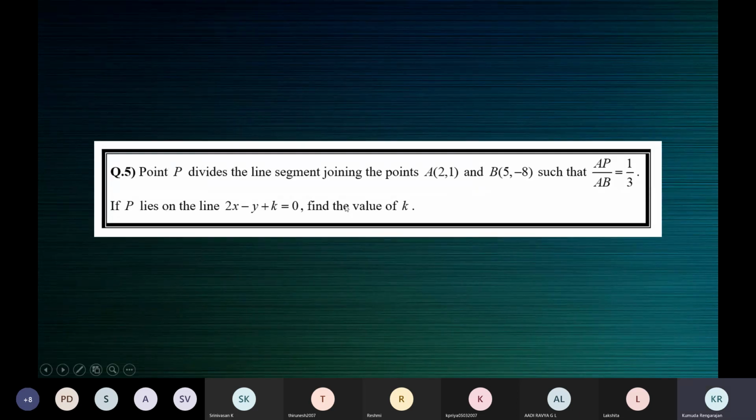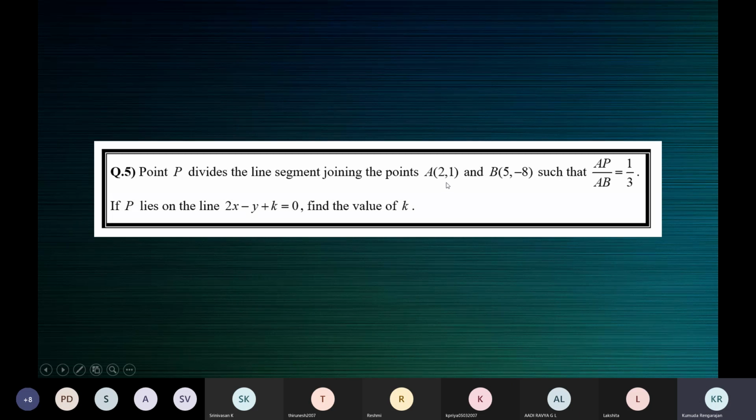See the next one. Point P divides the line segment joining the points A and B. So AB is the line segment. P divides this line segment. So P lies on AB such that AP by AB is 1:3.